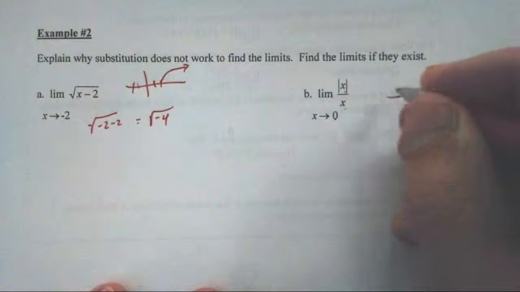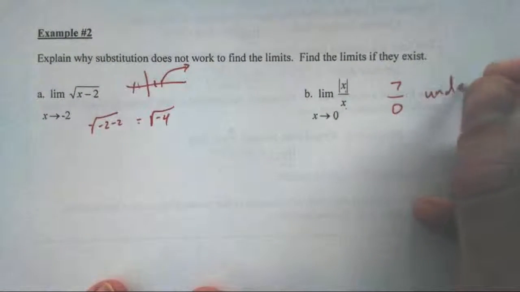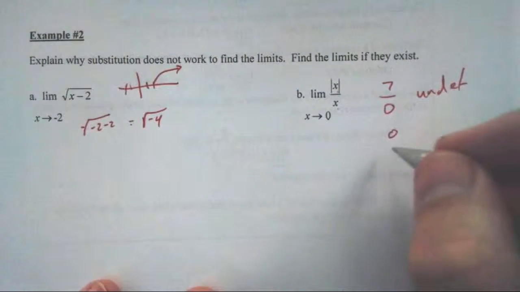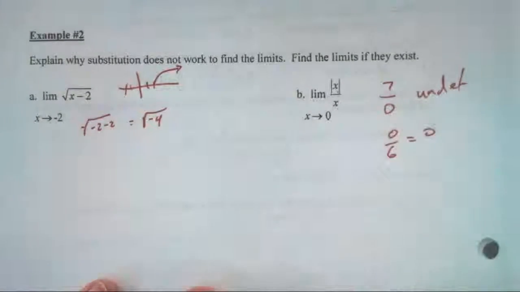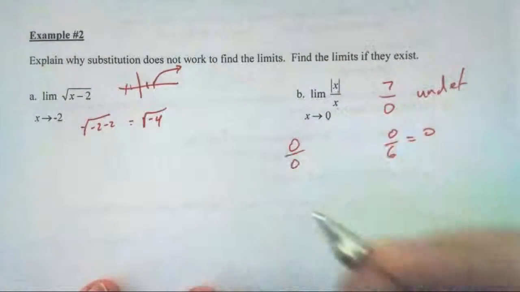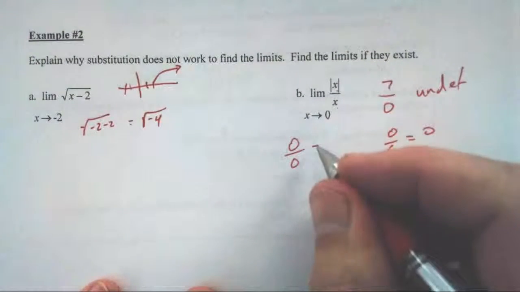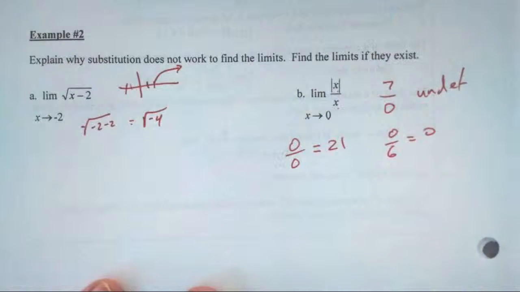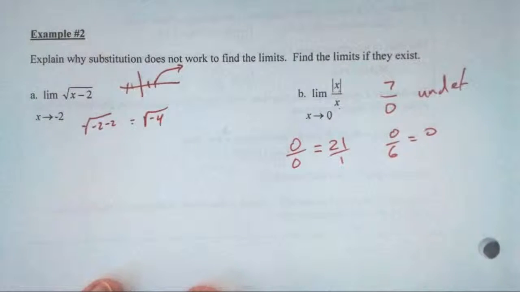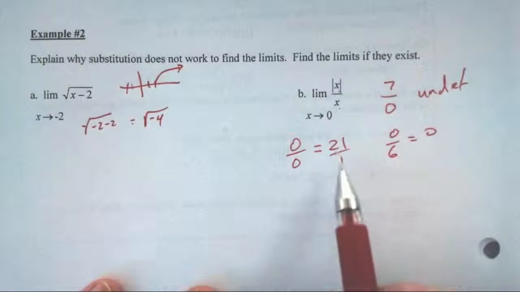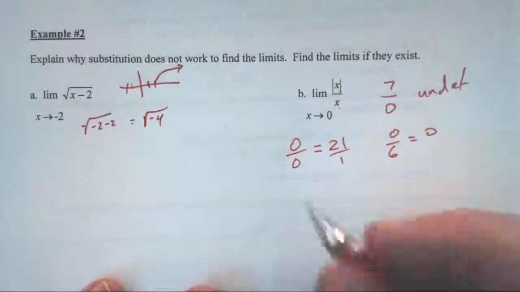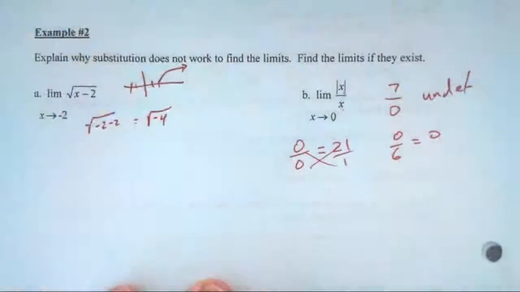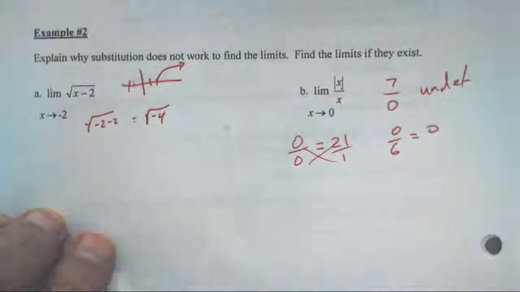Watch this. We know that 7 on 0 is undefined, right? We know that 0 on 6, no problem. That's 0. But what about 0 on 0? 0 on 0, you might not know it, is 21. Cross multiply, doesn't that work out? And it's pi, and it's negative square root of 3, and 0 on 0 could be anything, but it's undefined at the same time. See, if I cross multiply, I get 0 on 0. So of course it's not really 21.